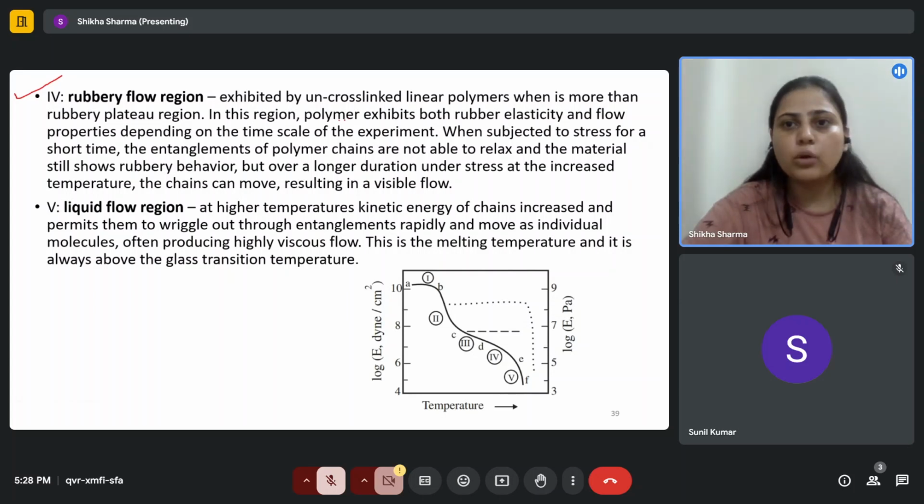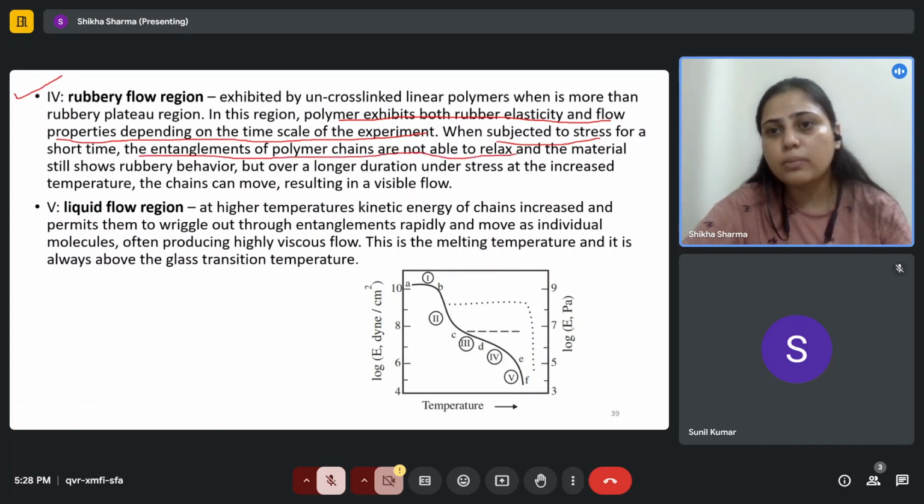In this region, the polymer exhibits both rubber elasticity and it will start flowing. So flow property will also be there, but depending on the time scale of the experiment. When subjected to stress for a short time, the entanglements of the polymeric chains are not able to relax and the material still shows rubbery behavior. But if we apply the stress for a longer duration, and at a higher temperature, the chains start moving and we can see a visible flow.